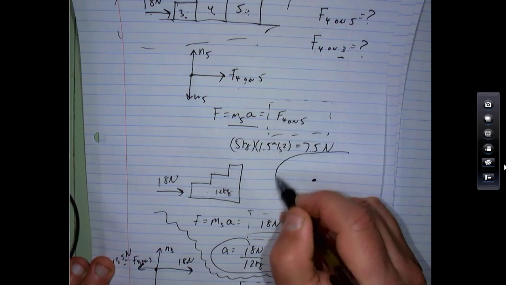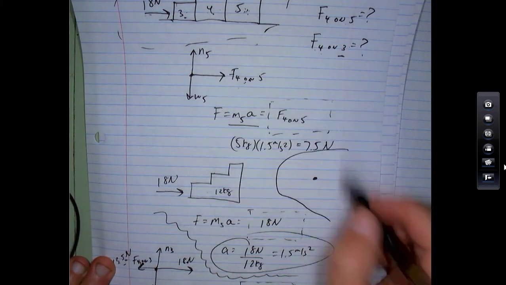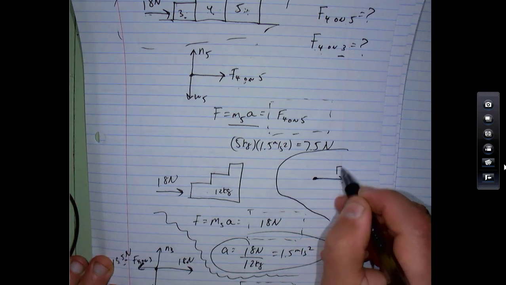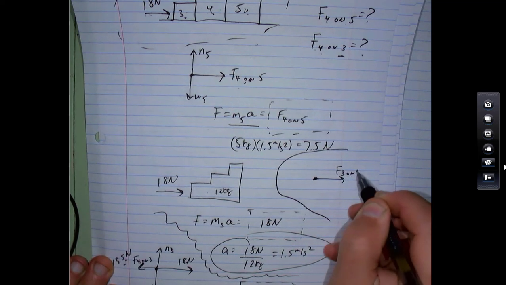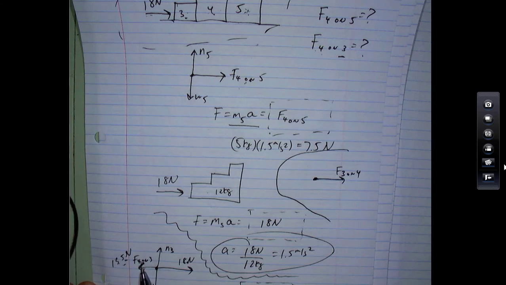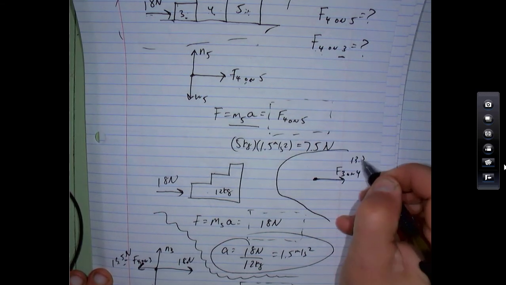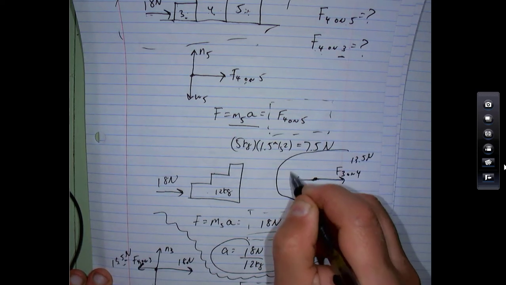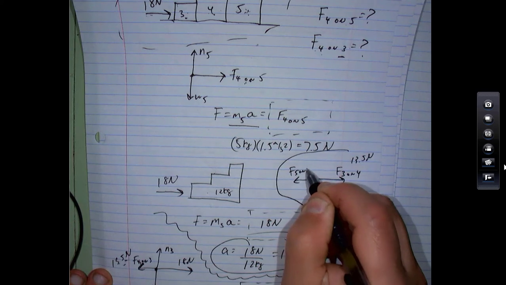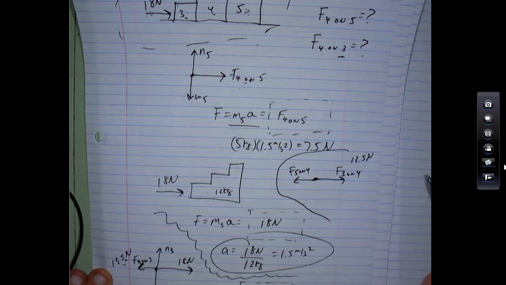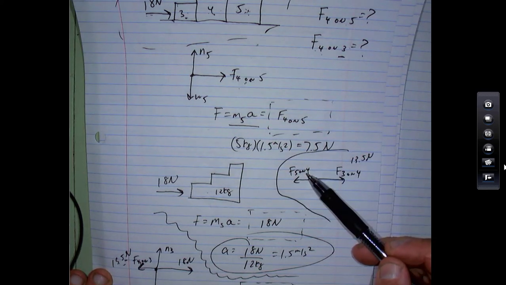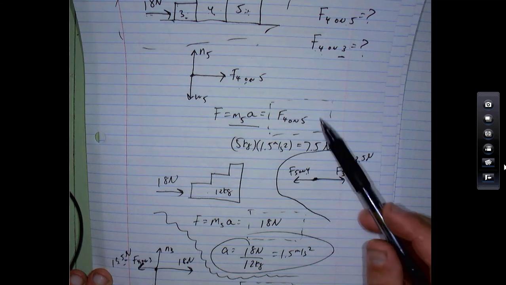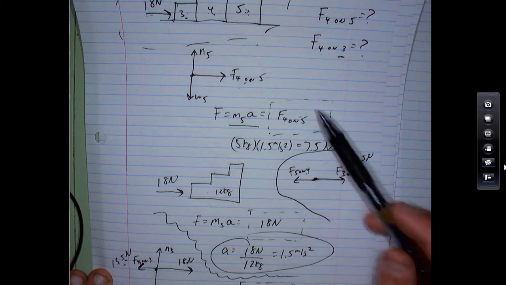Here's the free body diagram of mass 4. There's the force from 3 on 4, which is the same magnitude opposite direction as this one. This is 13.5. And then I would have the force from 5 on 4 back the other direction. And that is the same thing in magnitude as the force from 4 on 5. That's a third law pair. This and this are third law pairs.